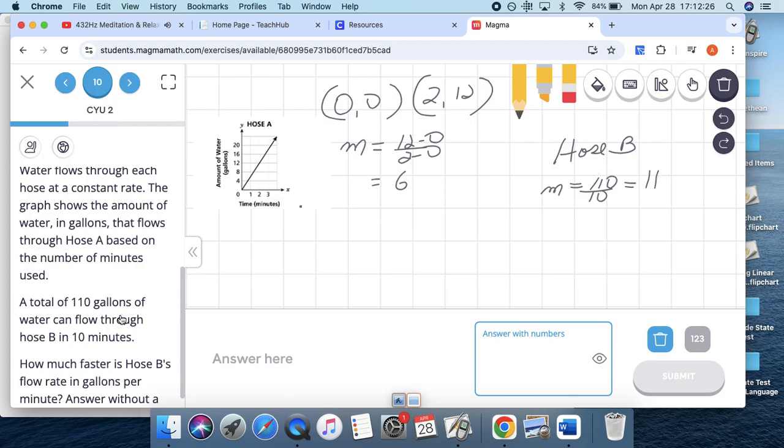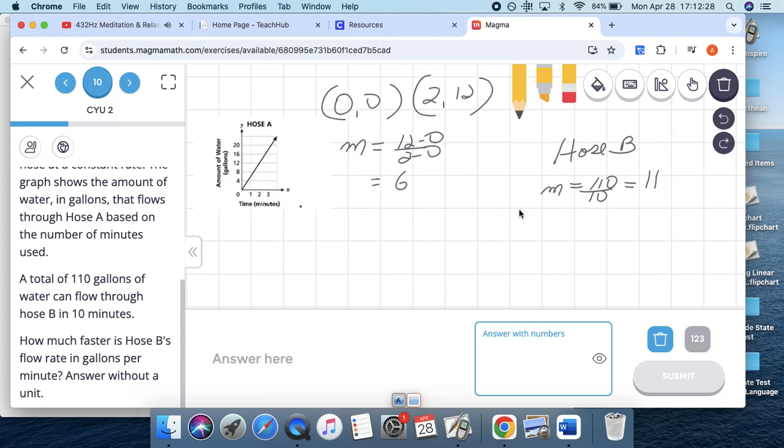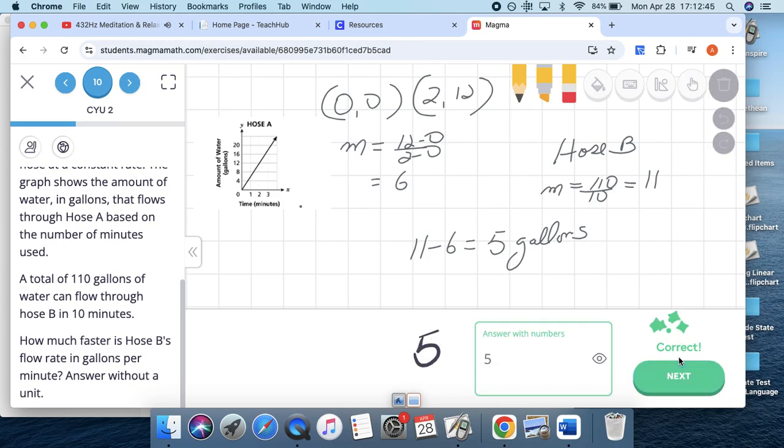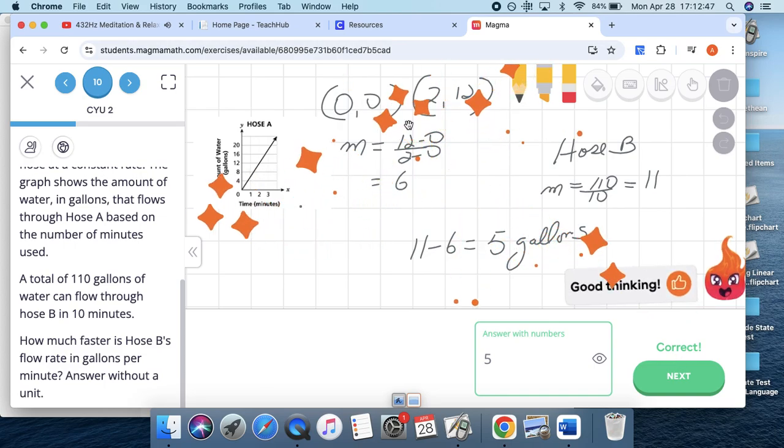How much faster is hose B? So this is hose A, this is hose B. So the difference would be 11 minus 6. So hose B is 5 gallons per minute more. So the answer is just 5 gallons. Okay.